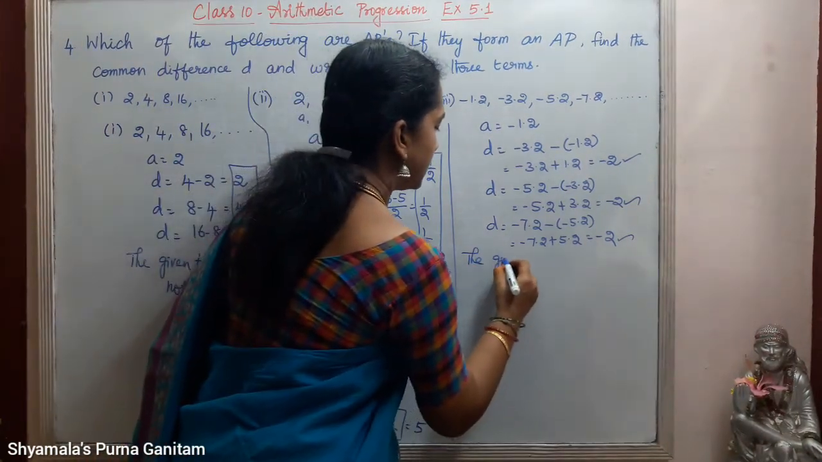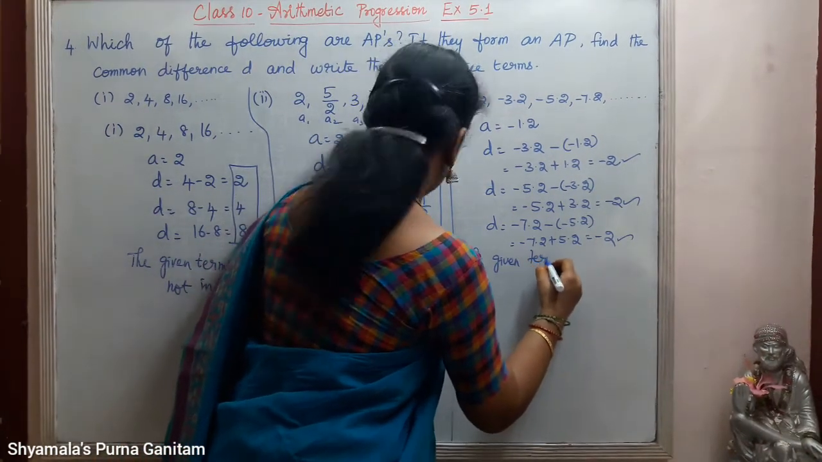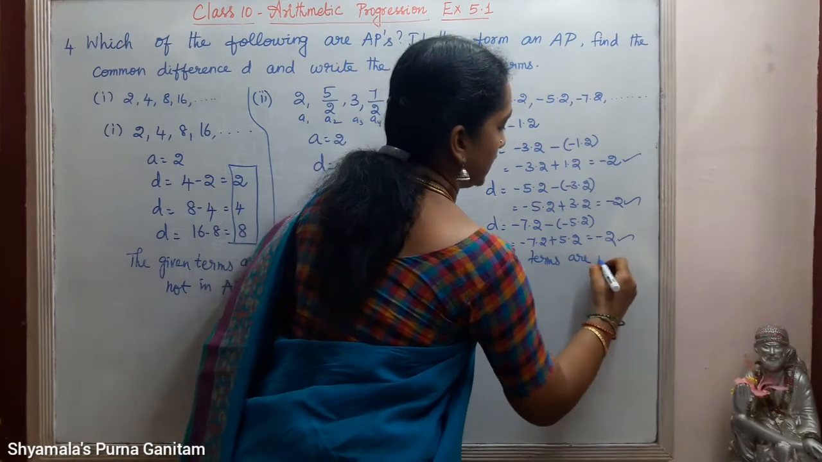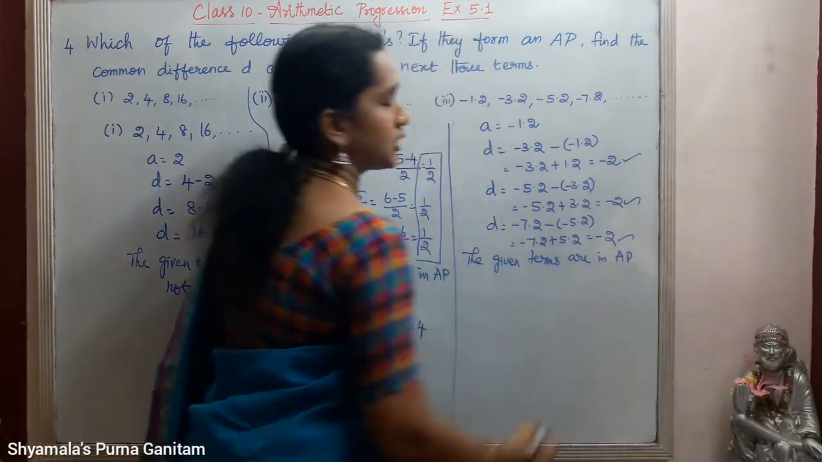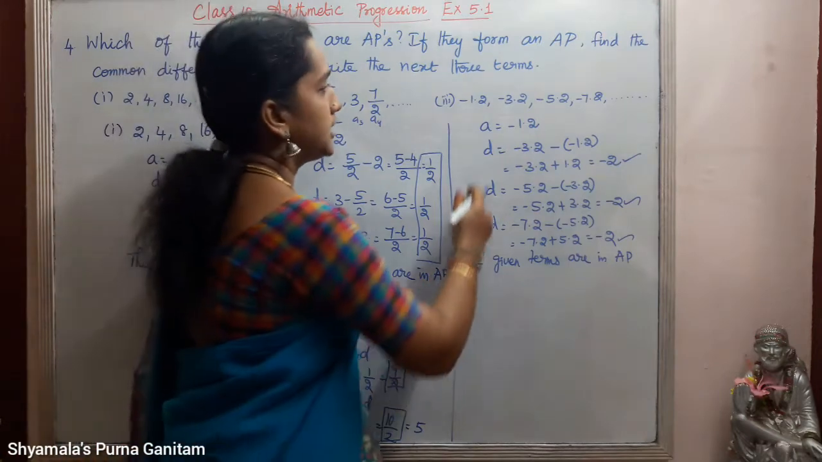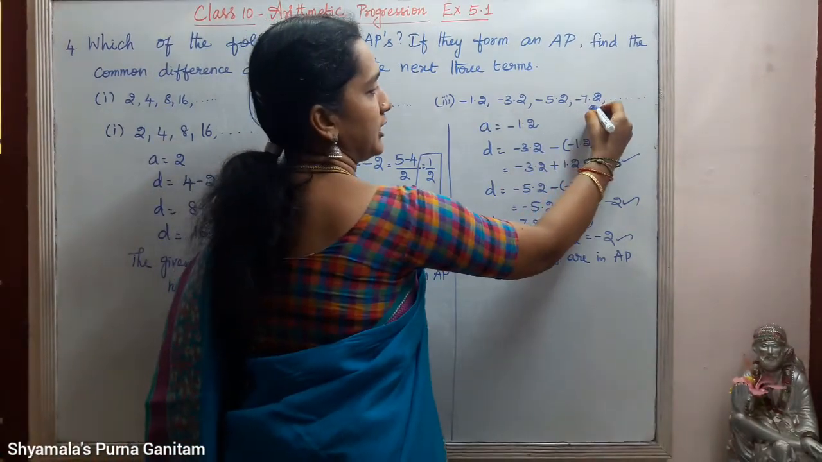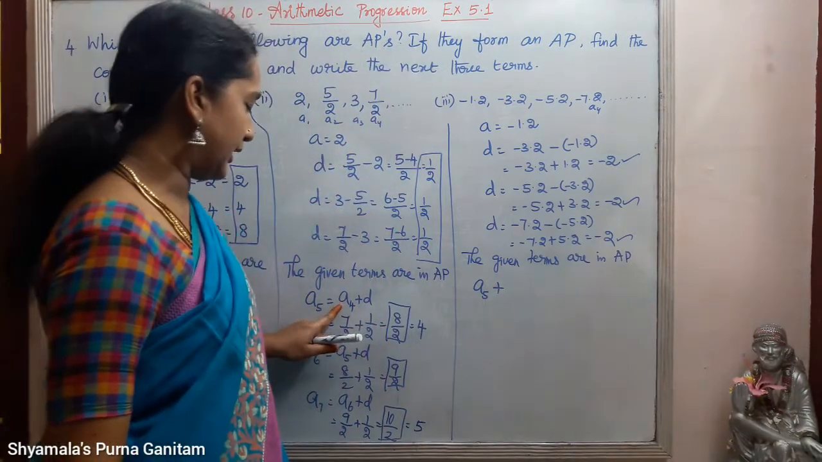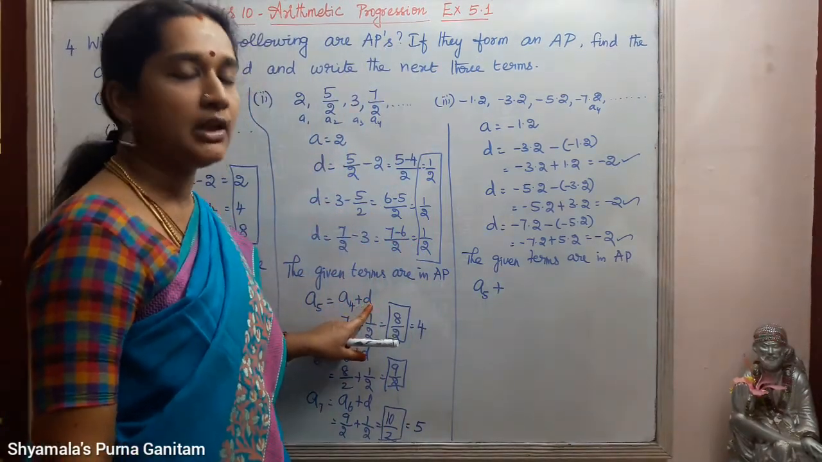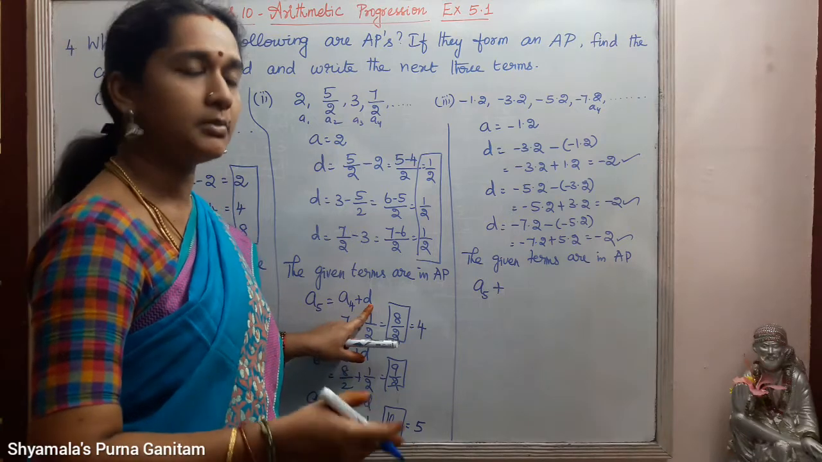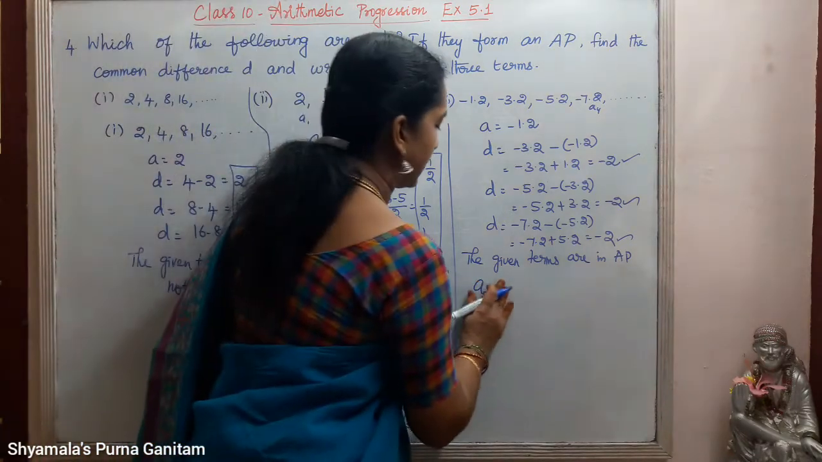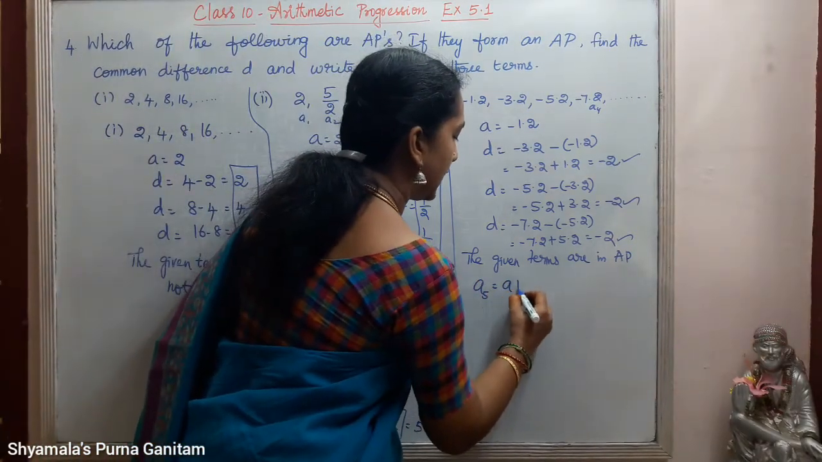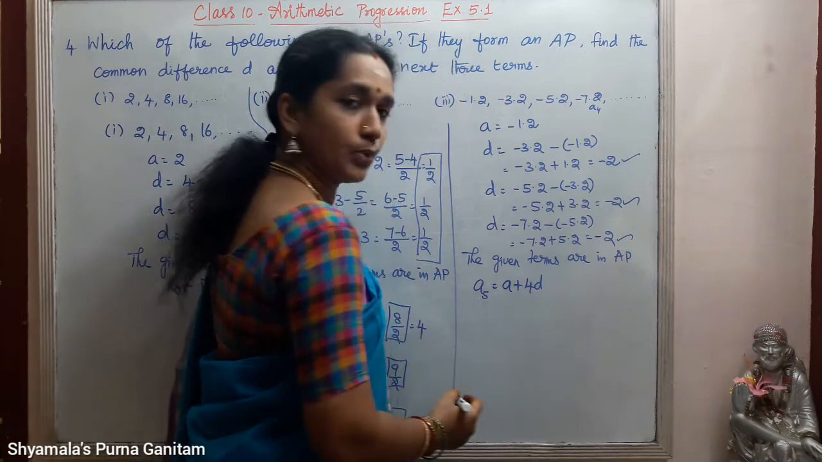The given terms are in AP. Then we are asked to find the next three terms. So till A4 it is given. Now we will find A5. One way to find it is A4 plus D. Like that we can find the next term, or else there is one more way: A5 is equal to A plus 4D. Like this also we can find.